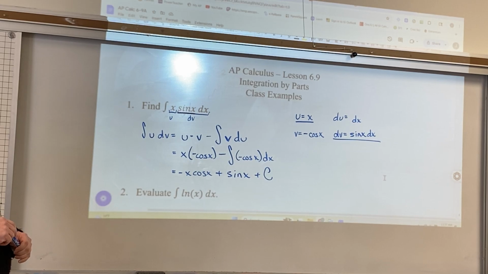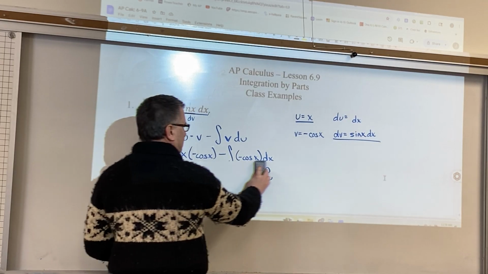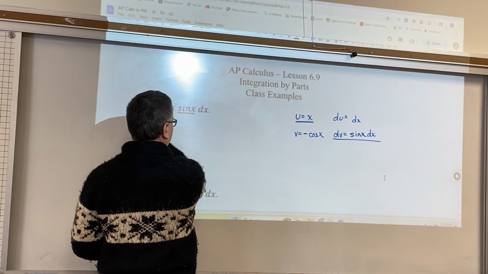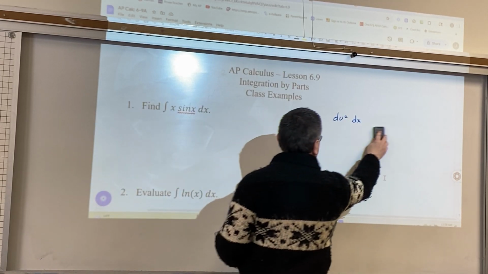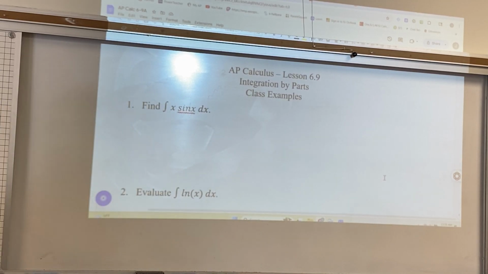Should we do it again? Yeah. Any questions on this? It is kind of a trial and error. We're getting to higher level integrals, if we're doing the reverse of the power rule, so it doesn't mean you're going to get the right answer the first time. It's kind of a trial and error thing.